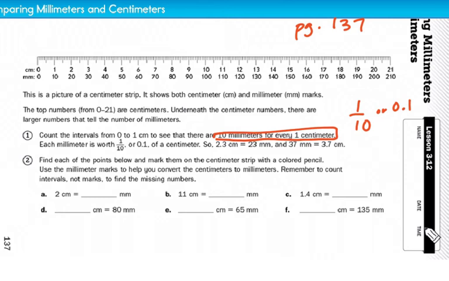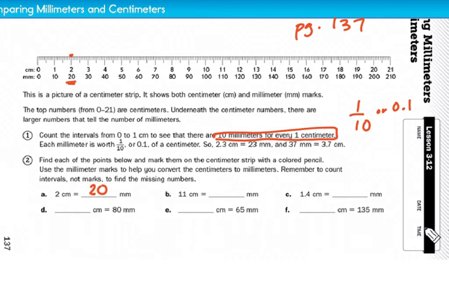Number 2, find each of the points below and mark them on the centimeter strip with a colored pencil. Use the millimeter marks to help you convert the centimeters to millimeters. Remember to count intervals, not marks, to find the missing number. So if we go to 2 centimeters, I'm going to make a mark right at 2 centimeters. And then I look, what does that equal in millimeters? 20 millimeters. 10 millimeters for every centimeter. So I just really had to multiply by 10.